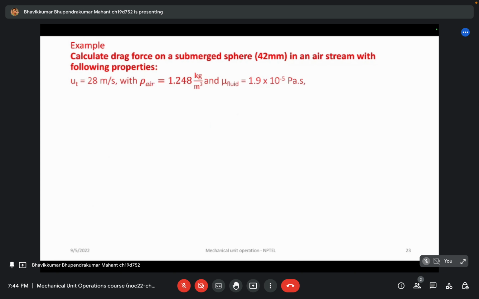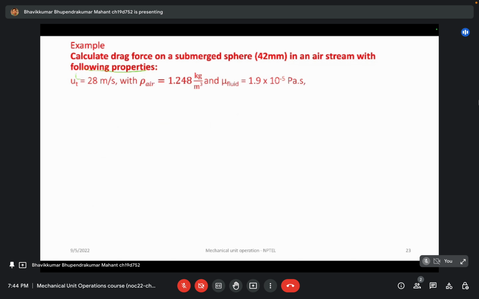Okay. So another example: calculate the drag force on a submerged sphere. The sphere is already submerged in an air stream with the following properties. Obviously the properties are directly given, so we can consider them. So here, the velocity is given as 28 meters per second, which is very high velocity.